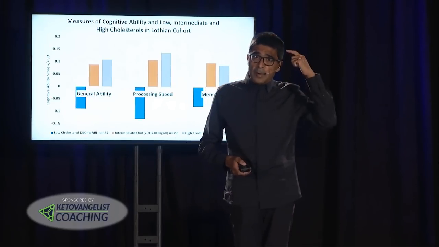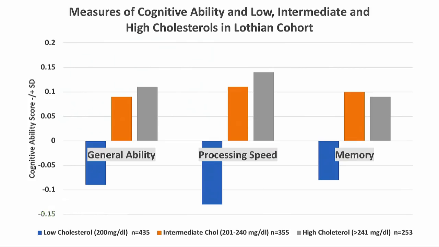All right, now what about brain function? You can see out here the estimated brain function as general ability, how you process information, how you look at memory, and the same pattern held true.